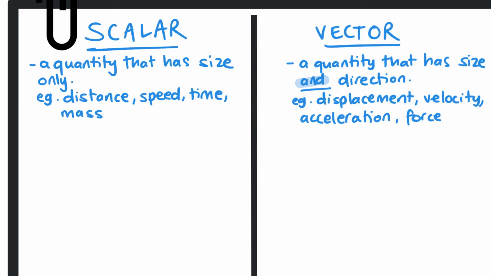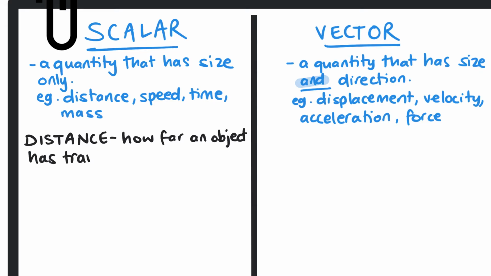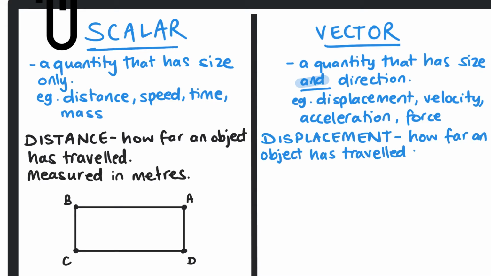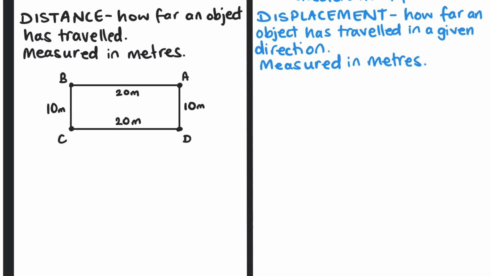First up, we're going to look at distance. So distance is just a way of saying how far something has travelled. We always measure it in metres. Now it doesn't give us any indication of the direction in which we've travelled, it just tells us how far we've gone. So we're going to look at an example here.